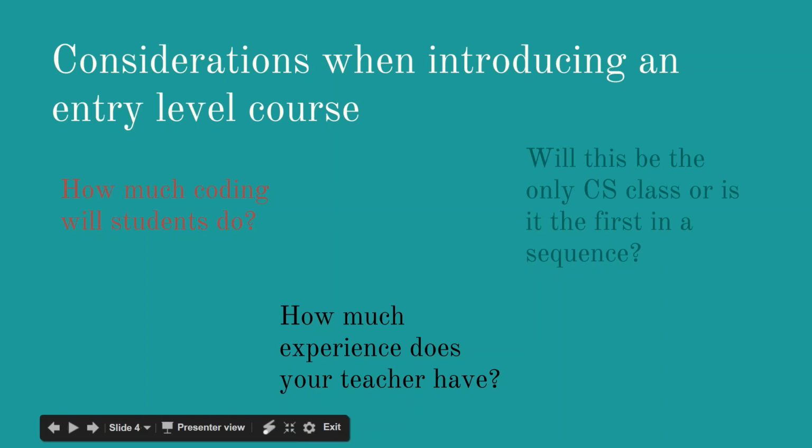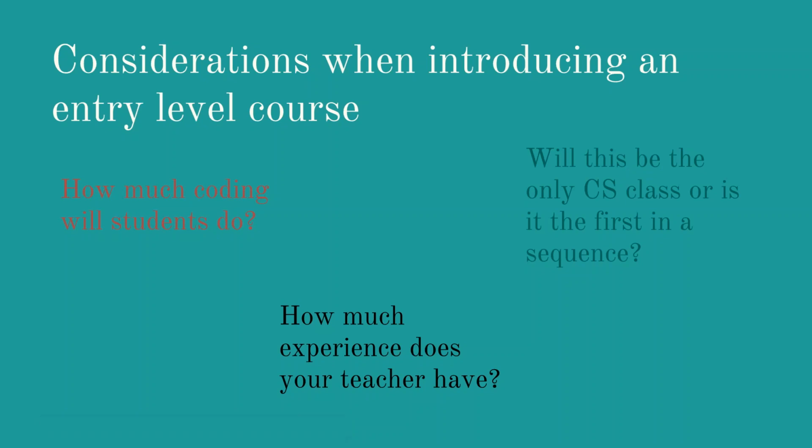Okay, so quickly, some considerations when introducing an introductory level course. Some of the decisions you're going to want to think about are how much coding you want your students to do. Do you want this class to be just a higher level introduction to what coding is about, where students are just going to learn the basics? Or do you want this introductory course to serve as a first-year class in a sequence of classes at your school? And that leads into the other decision, which is, is this class going to be the only class that you offer at your school, or is it going to be the first one in a sequence of classes?